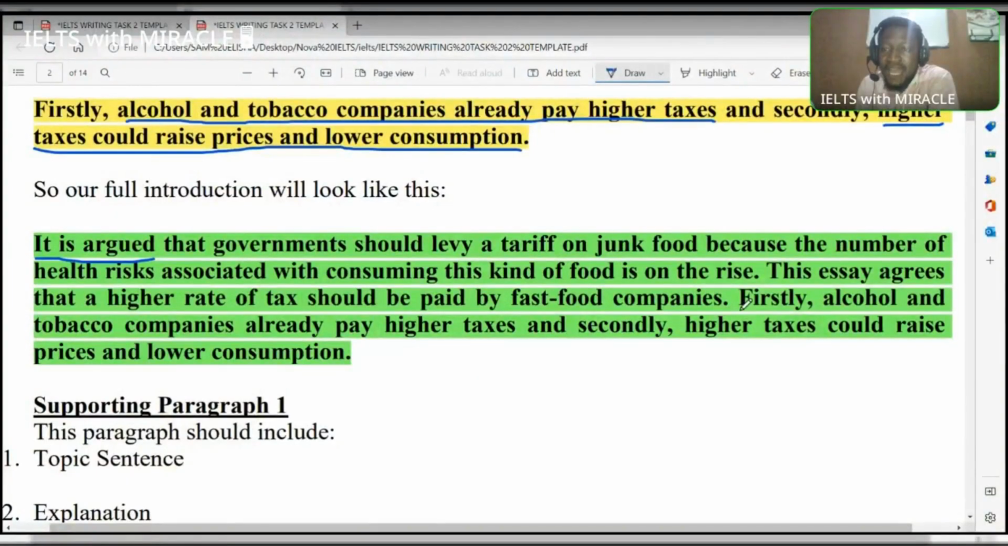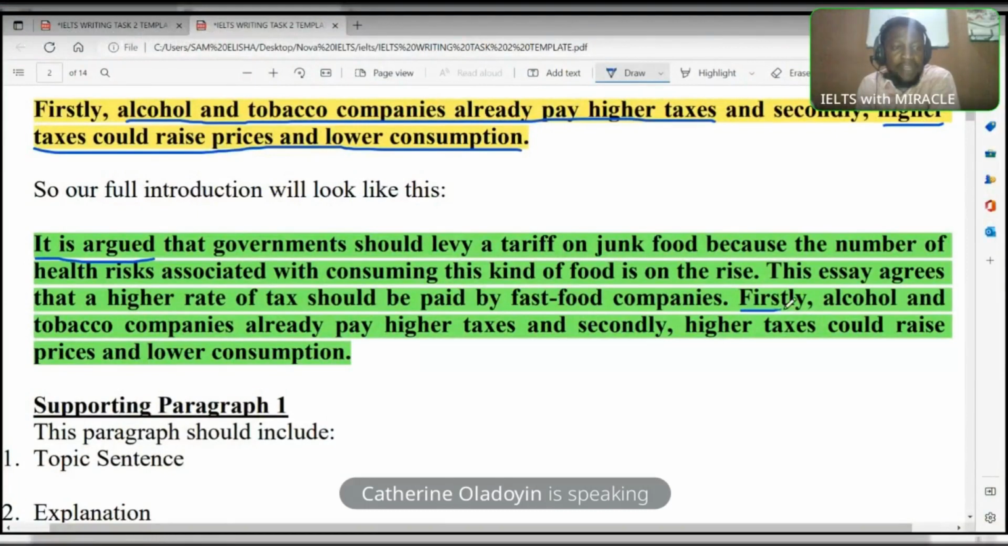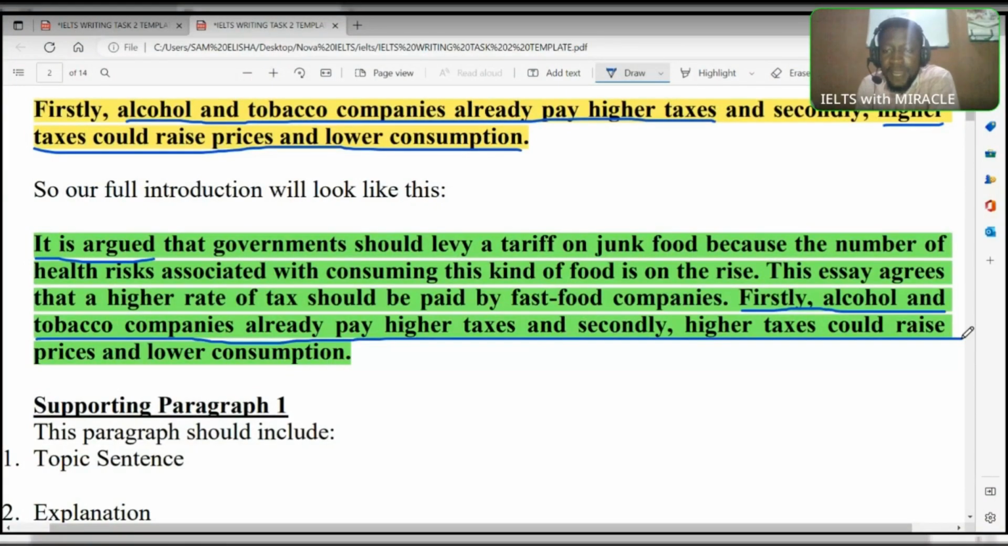Now, the introduction, are you following me? Can you put off your mic? Yes. The introduction should tell the reader what your essay is going to be about. So I just stated it. I just highlighted it. And that's why it's called the outline. That place is called the outline.